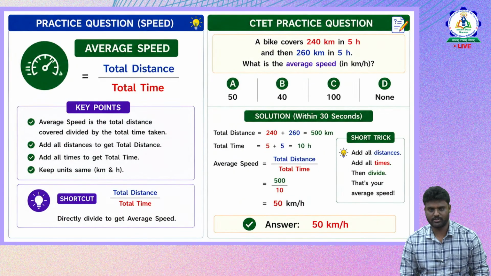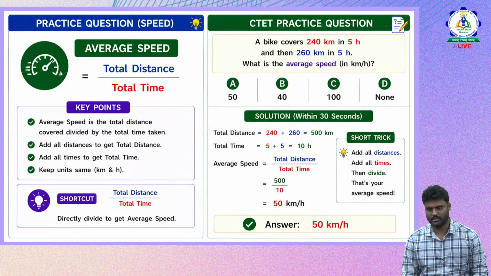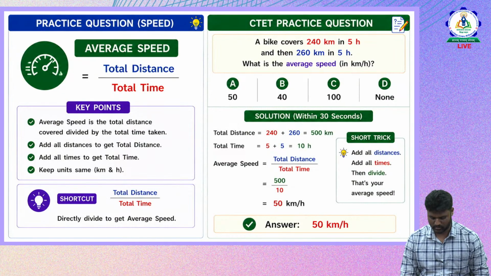Now the next question is, a bike covers 240 kilometers in 5 hours and then 260 kilometers in 5 hours. What is the average speed? Option A is 50, option B is 40, option C is 100, option D is none. Okay, so what is the total distance the bike covers? 240 kilometers in 5 hours, and then 260 kilometers in 5 hours. What is the average speed? Average speed we need to identify.